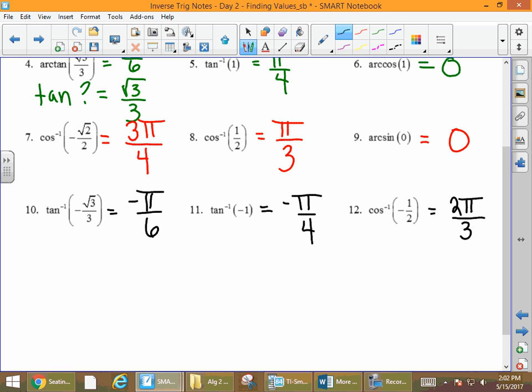Getting the unit circle back in your head, we only need quadrants 1, 2, and 4. We don't need quadrant 3. We never use quadrant 3 with our inverse functions. And I think I have a few more here on the back as you flip your paper over.